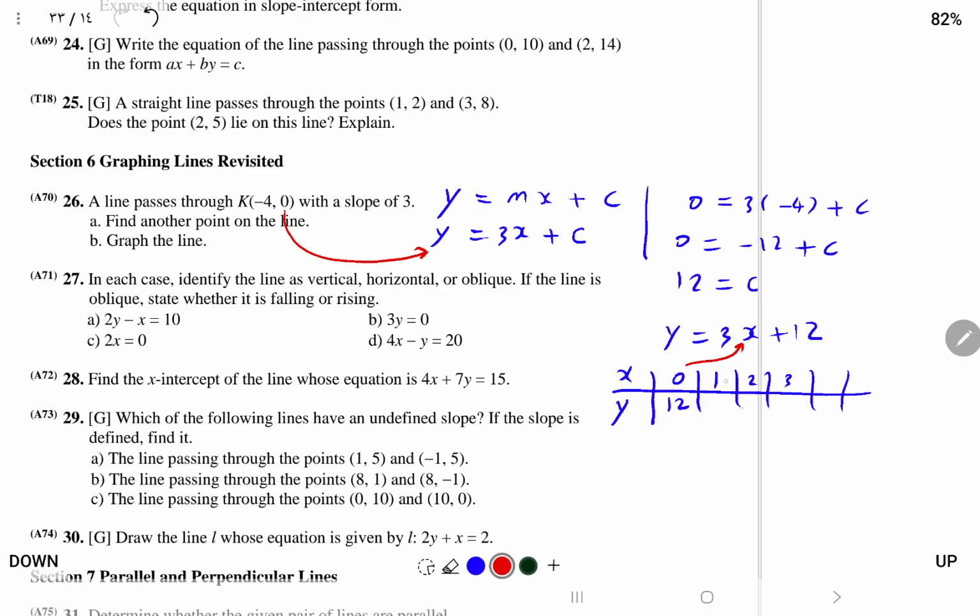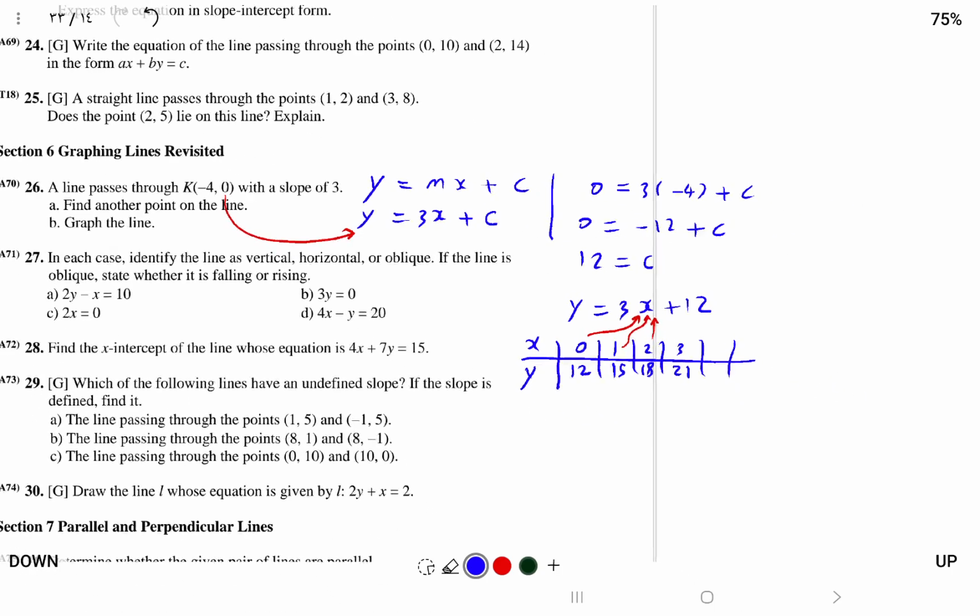Then if you replace 1, 3 times 1 plus 12, 15. Then 2, replace 2 in the equation. 3 times 2 is 6 plus 12, 18. Then replace 3. 3 times 3, 9, plus 12, sorry, 21. So these are four. Here you have 4 points on the line.